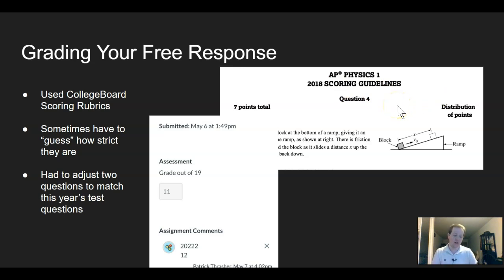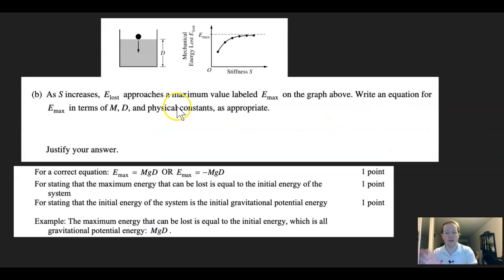Okay, and you could very well argue, oh, Mr. Thrasher, you changed this question, you graded this in an unfair way. That's possible, right? And we could discuss that later if you want. For example, here's question 1 on the final exam. For part B, originally it was asking you to derive an equation for E max. Historically, this was a very tough problem, 1B.